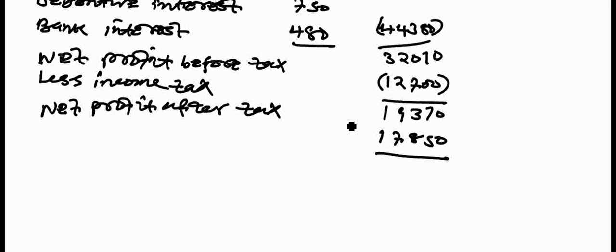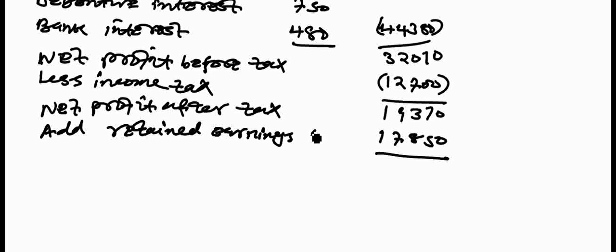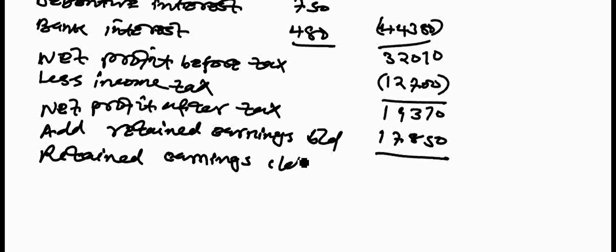Hiyo inaitwa add profit and loss brought down. Ama let's call it a better name, retained earnings brought down. So jibu tutapata ni retained earnings carried down ama retained profit carried down. Haya, tukiongeza inakuwa ngapi? 37,160. Thank you. This is one. So that is now the end of the income statement.